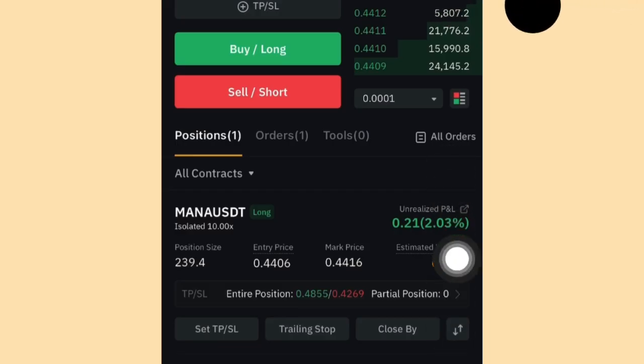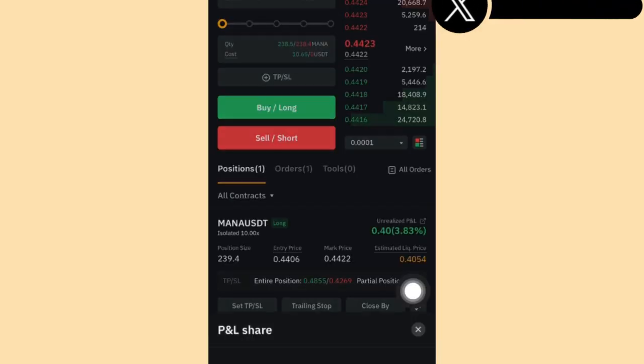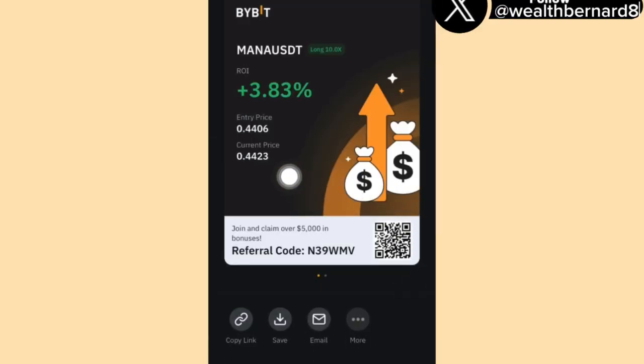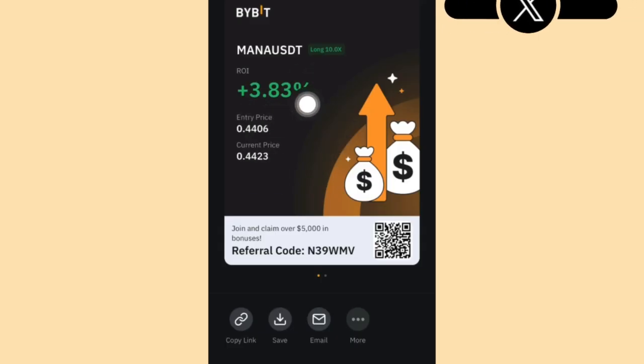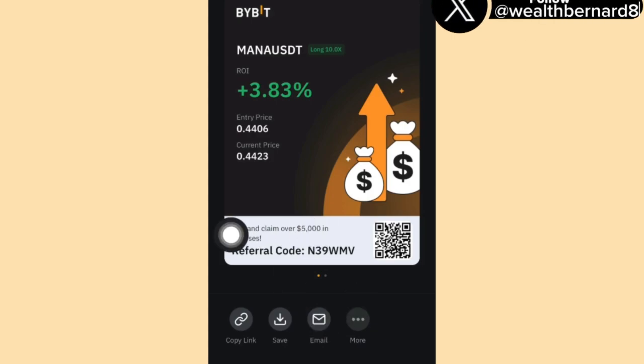What you can do is see where I say unrealized P&L. If you click on it, you're going to see how you can get your profit, 3% profit, and you can go ahead and save this. Click on save and send it to your friends, or send it to your WhatsApp status. Hey bro, I'm trading and I'm making profit. That's what a lot of these traders do. They share their profit right here.